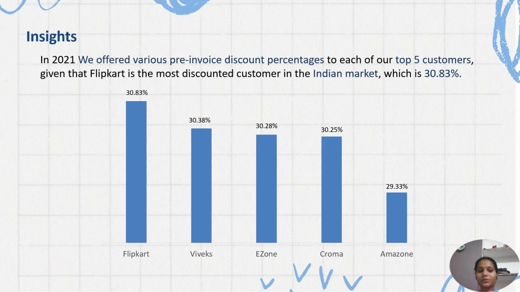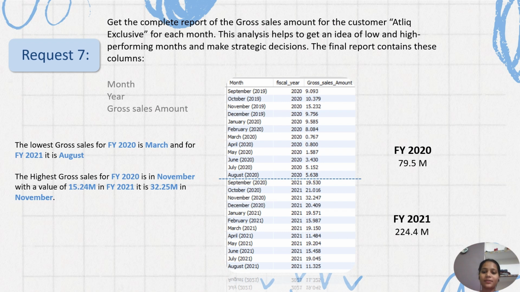So in 2021, we offered various pre-invoice discount percentages to each of our top 5 customers. Flipkart is the most discounted customer in the Indian market, at 30.83%. Then come the others in order. Move to the next, request number 7.